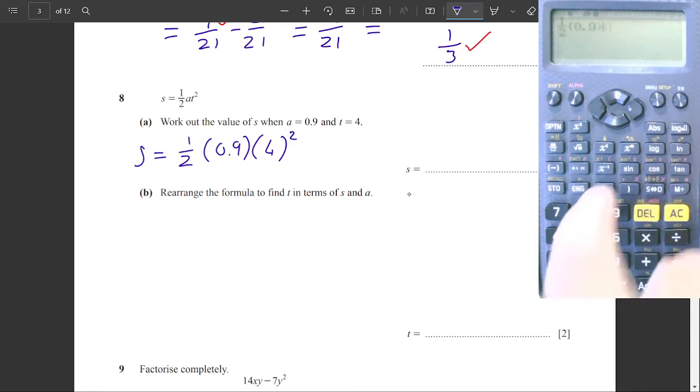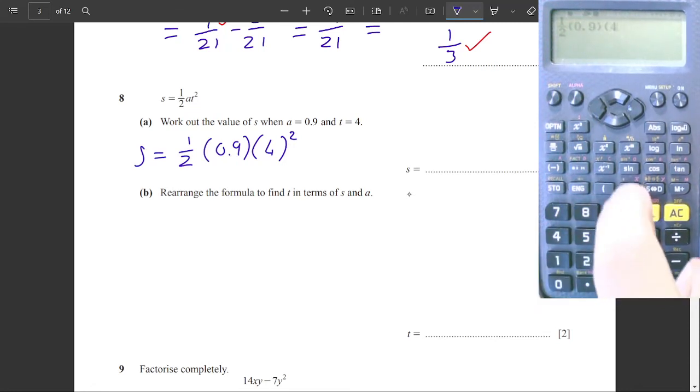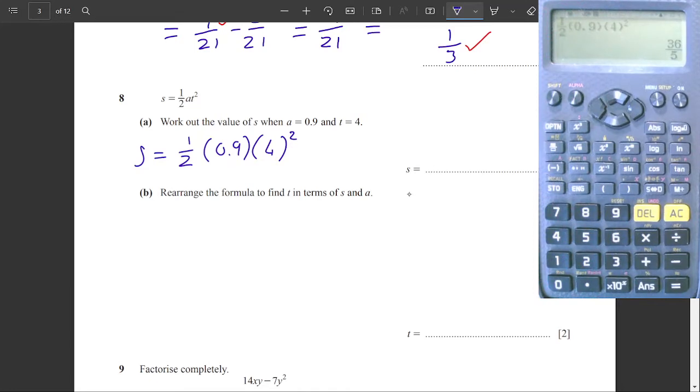times 0.9 times 4 squared. 36 over 5. Now they don't tell us how they want us to write the answer, but decimal form is always the best. 7.2. And you got your mark.